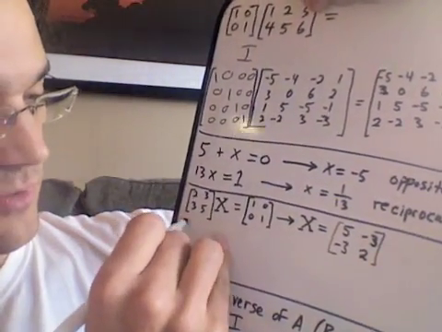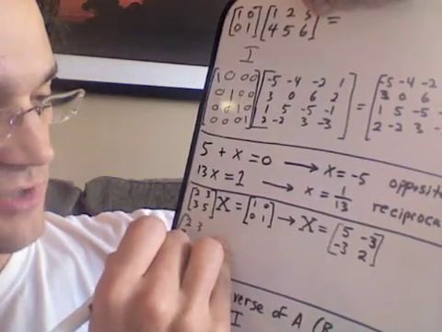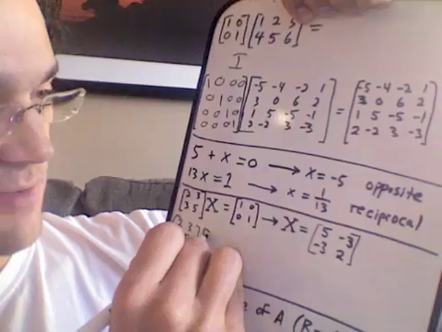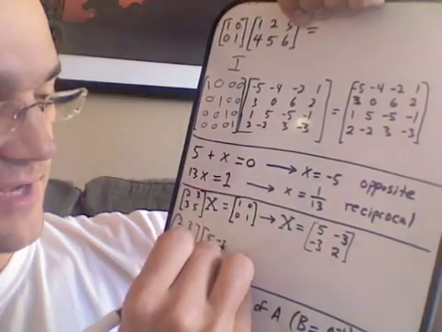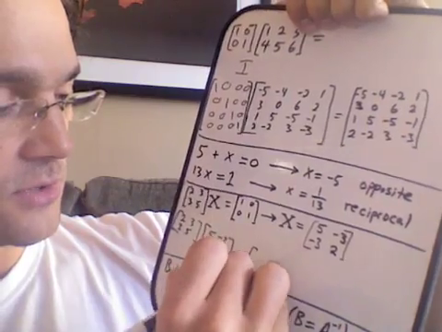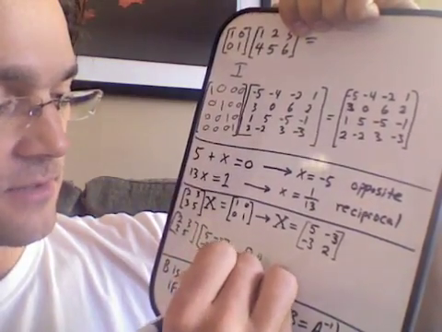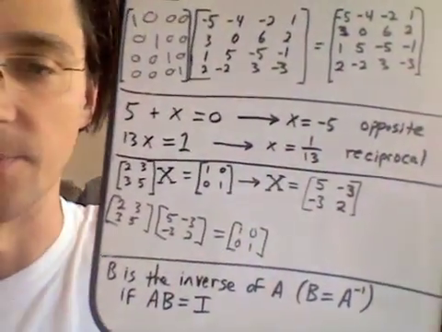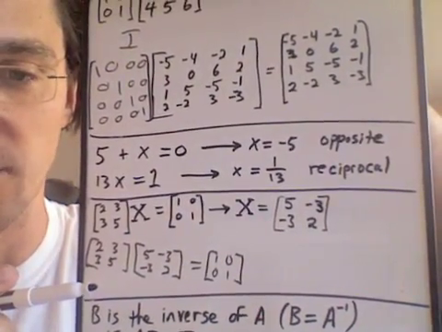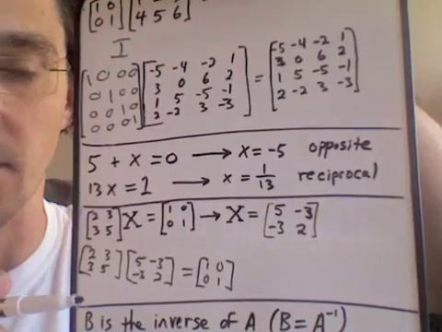Is it really true that when we multiply this original matrix 2, 3, 3, 5 by what I'm calling the inverse, 5, negative 3, negative 3, 2, do we really get 1, 0, 0, 1? Okay? Does this really work out? So I'd like you to stop this movie and try that now.